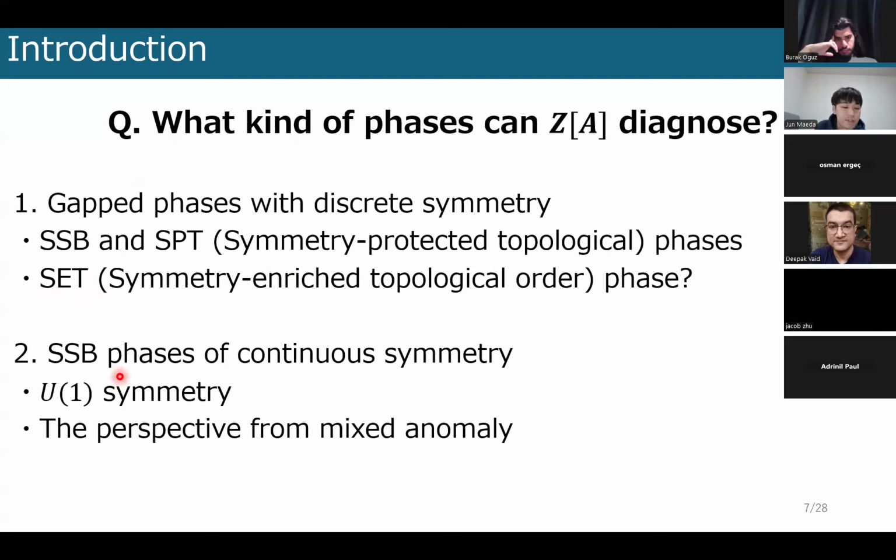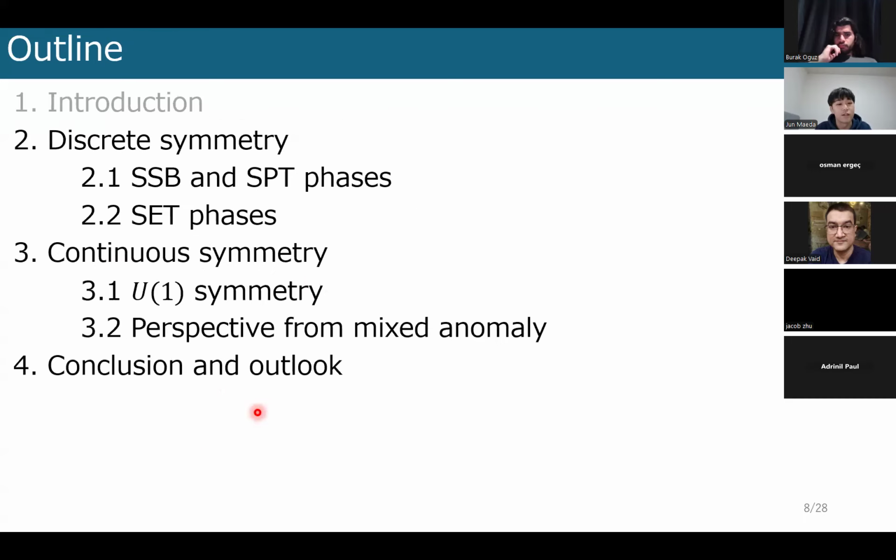And the second part of my talk is about the SSB phase of continuous symmetry. First, I will calculate the partition function explicitly in the case of one symmetry breaking case. And then I will explain the perspective from mixed anomaly. Okay, so the outline of my talk is as follows.